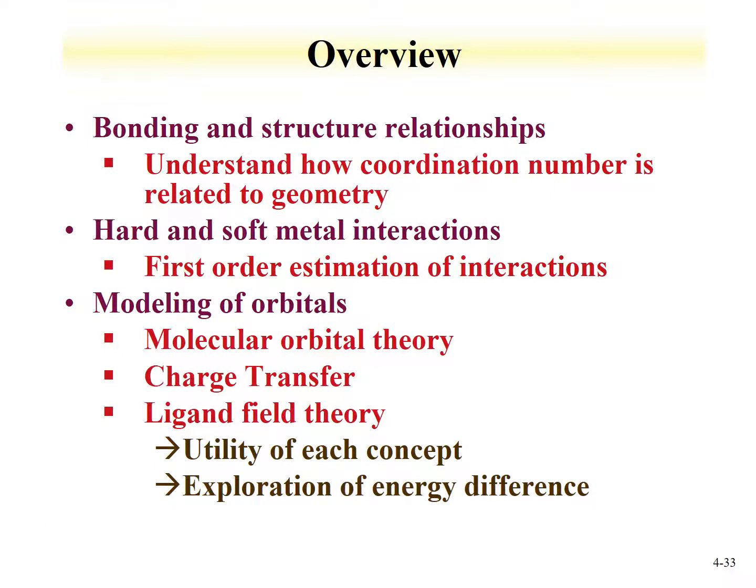Okay. What we went over should describe bonding and structural relationships. One should be able to understand how coordination number is related to geometry, how the geometry is related to point groups, how we get those point groups, and a few routes on how we can describe metal-ligand interactions, some from acid-base reactions, where we describe them as soft or hard interactions, and then the models, where we described molecular orbital theory, charge transfer reactions or crystal field theory, and ligand field theory, which is the application of molecular orbital theory to metal-ligand interactions.